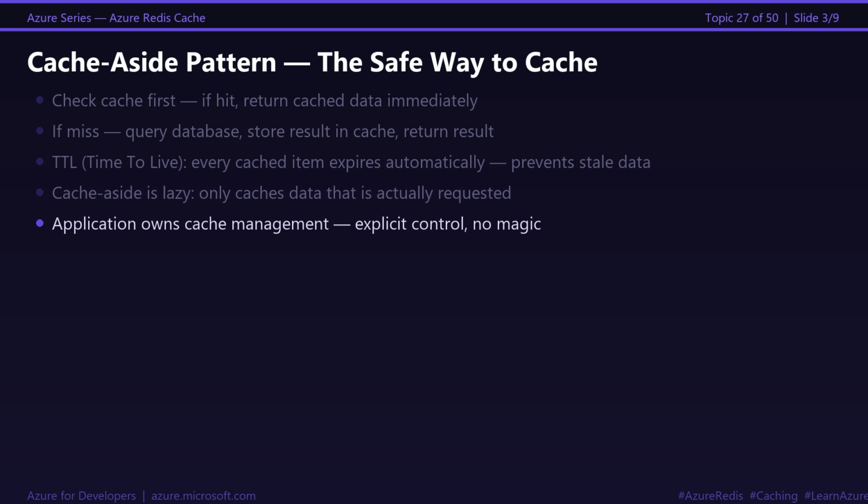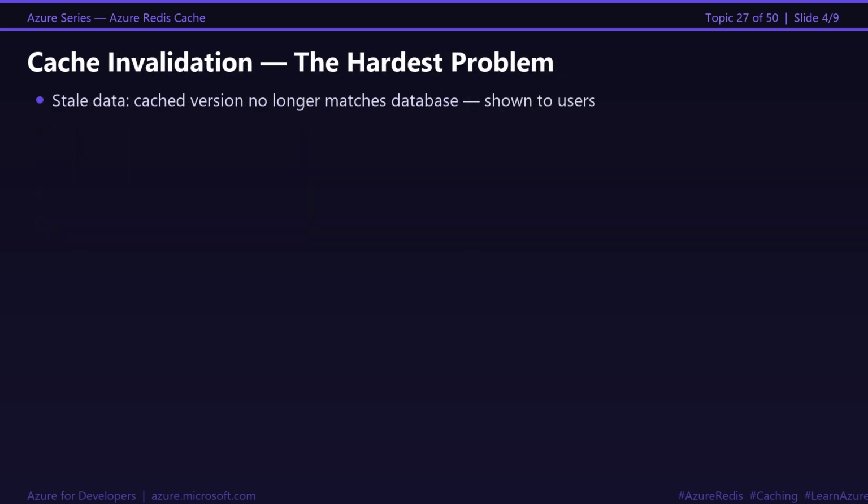If Redis is down, your application queries the database directly. Slower, but the app keeps working. Redis is a performance layer, not a critical dependency.